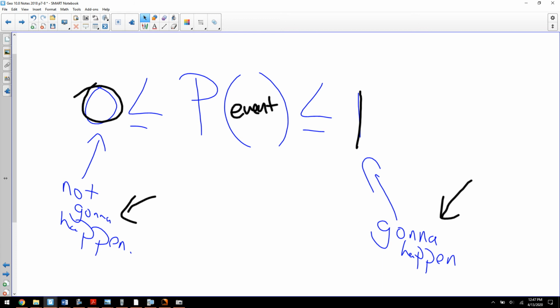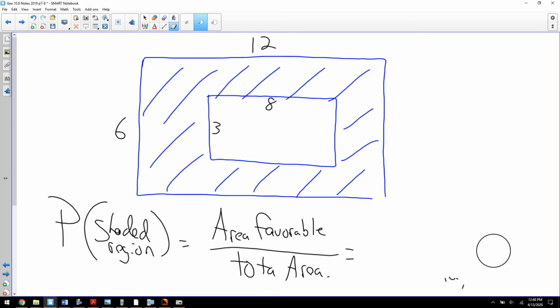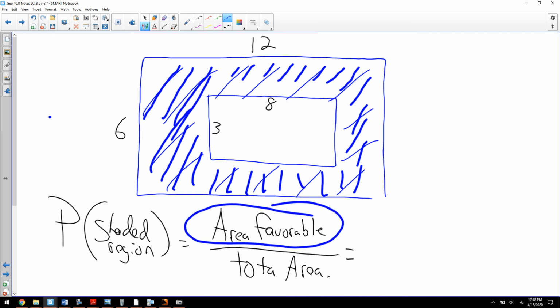So where does this come into play when you deal with geometry? Well, we talk about what's called favorable regions, favorable area. And we're going to start looking at probability of what we're going to call shaded regions. So if I want to figure out what's the probability that I land in this shaded region, I have to figure out the favorable area of the shaded region divided by the total area.